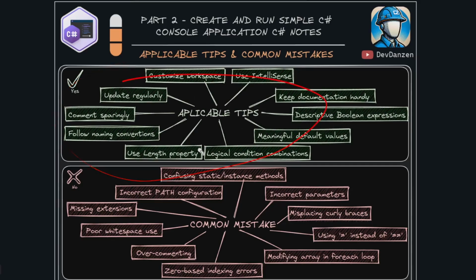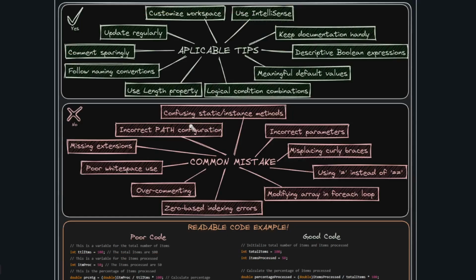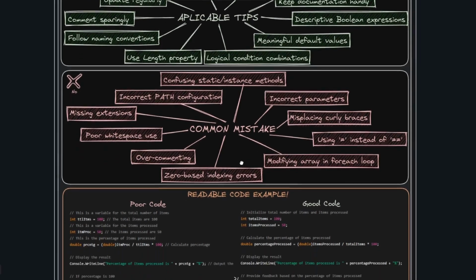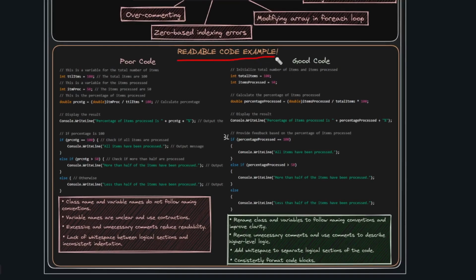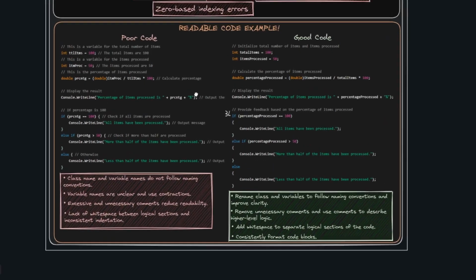As well as the common mistakes like incorrect parameters, poor whitespace use, over commenting, which can lead you to an inefficient programming process and etc. Down here, I guess this is what you want to look at. Since readable code is one of the most important aspects in programming, the left side is code that you should avoid and the right side is the code that you want to follow. Following the rules and conventions will significantly improve your code readability and communication with fellow developers. So essentially, clean code is also a skill.